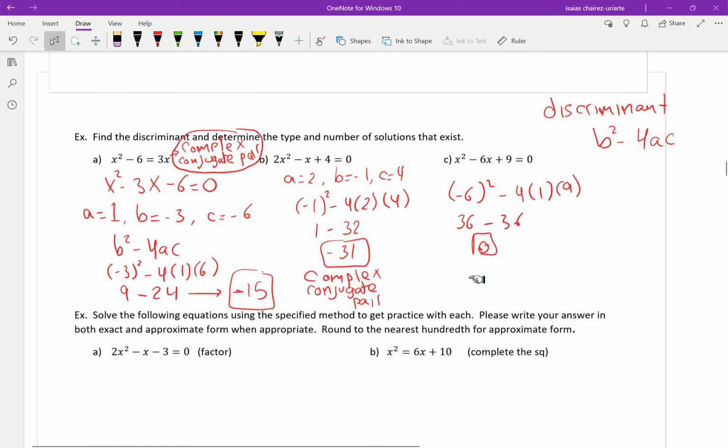So then we're going to have one real solution. Okay, so that's what the discriminant helps us do. It helps us determine the type of solution, complex versus real, and how many.